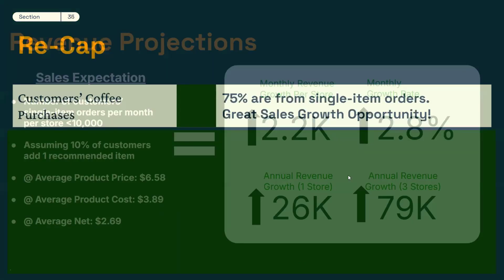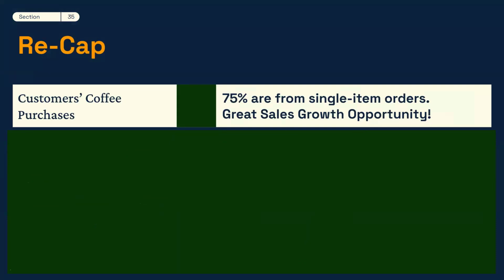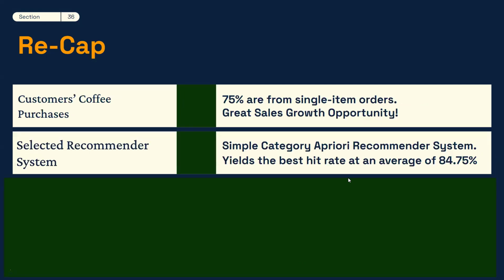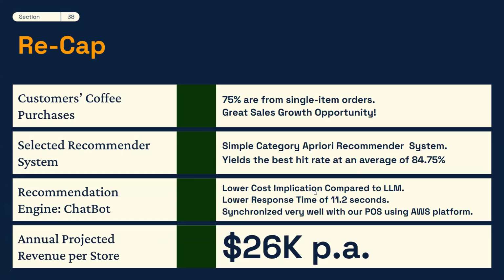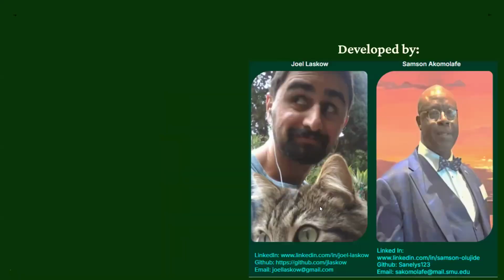As a recap, we know that 75% of our customers buy a single item, so we want to use that as a sales driver. We also selected the simple category approach because it had an 84.75% hit rate. And we're going to use the chatbot because it's faster and cheaper. Based on the results of our work, $26,000 can be achieved as annual projected revenue per store. This is what we want to quickly bring to your attention.